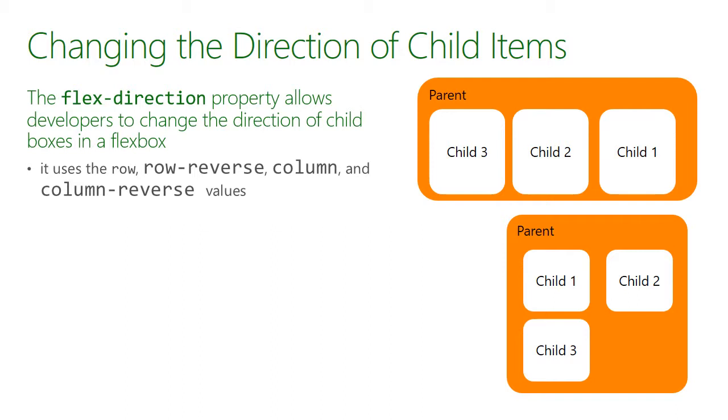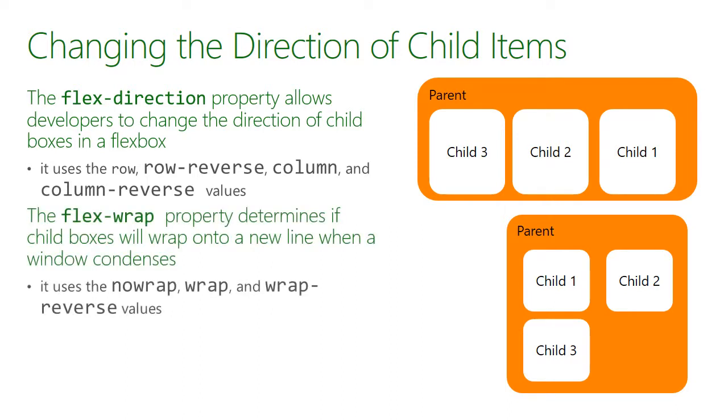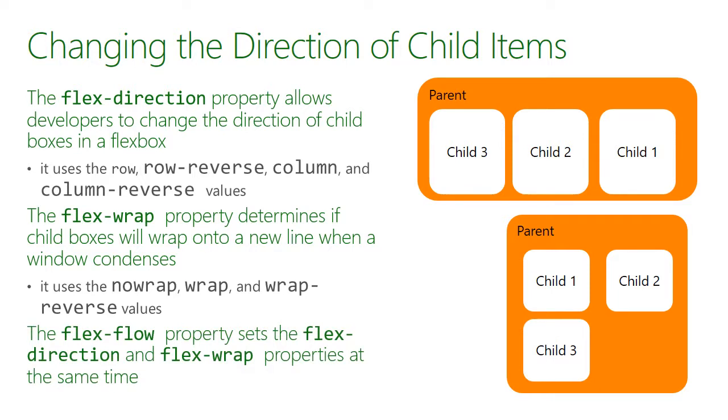The flex-direction property allows developers to change the direction of child boxes in a flexbox. It uses the row-reverse, column and column-reverse values. The flex-wrap property determines if child boxes will wrap onto a new line when a window condenses. It uses the nowrap, wrap and wrap-reverse values. The flex-flow property sets the flex-direction and flex-wrap properties at the same time.